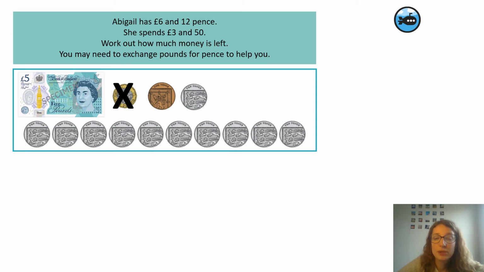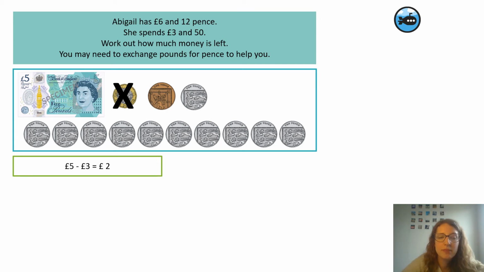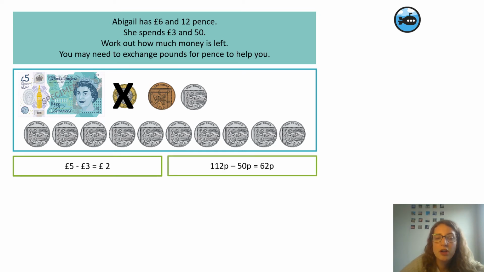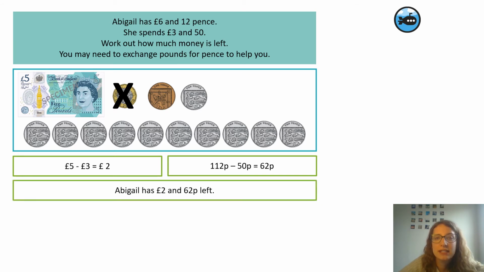Okay, so I'm going to exchange that £1 for 10 pences. Okay, because 10 times 10 is 100, so we know that works. Okay, because that'll make it easier to divide these up. So £5 take away 3, because I've no longer got that pound, so I'm just using the £5 note, is £2. Okay, and then I've got 112 pence, so this is worth 100, the row of 10s, and the 12 that was already there. Take away 50 equals 62 pence. So then I've got £2.62 left.